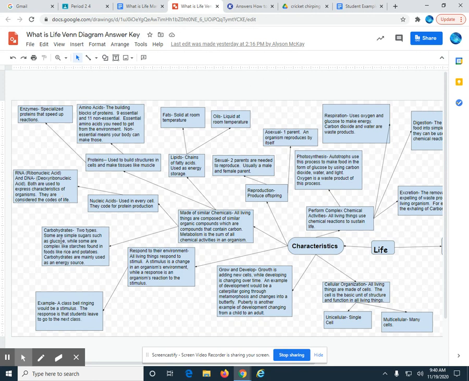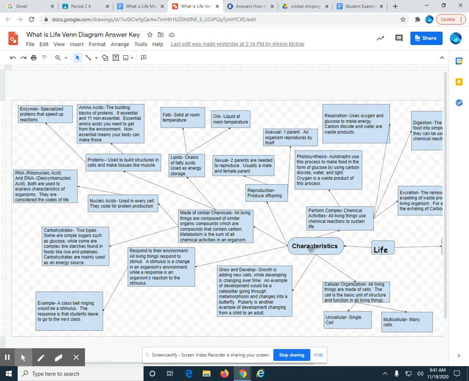Another similar chemical that all living things have is carbohydrates. There are two types. Some are simple sugars such as glucose, while some are complex like starches found in food like rice and potatoes. Carbohydrates are mainly used as an energy source. Okay, so we take in carbohydrates every day, and that's the most available energy source. If we don't have carbohydrates available, you can break down fats and you can break down proteins. It's a more complicated chemical process. Okay? I'm going to keep going.